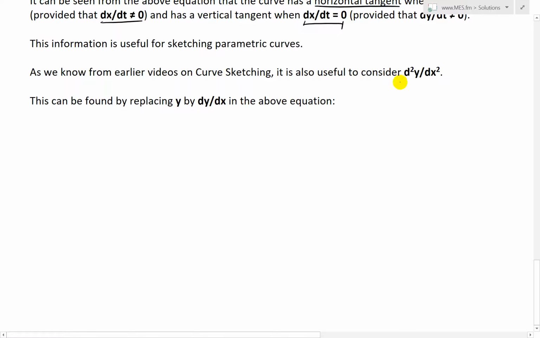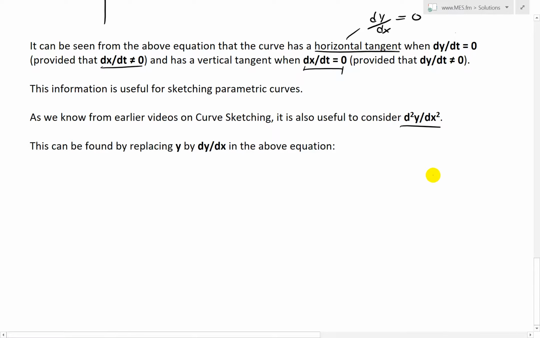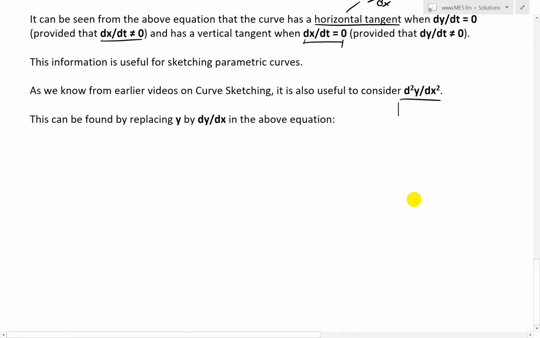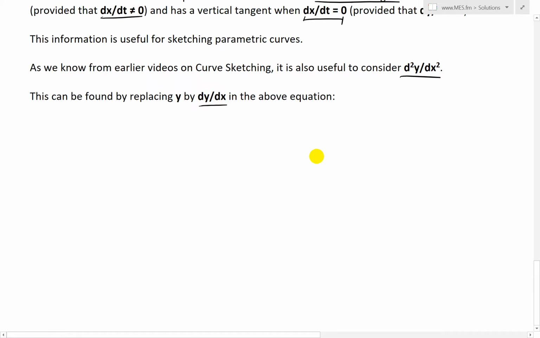As we know from earlier videos on curve sketching, it is also useful to consider the second derivative, which is useful for acceleration, or basically how a curve is curved. This is the second derivative test, and I've put a link to my earlier video on curve sketching. This is the second derivative, d squared y over dx squared, which just means the second derivative. It can be found by replacing y with dy over dx in the above equation.